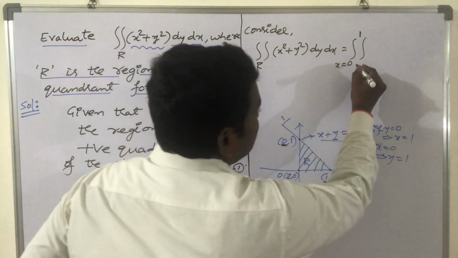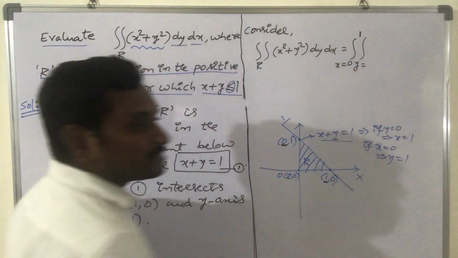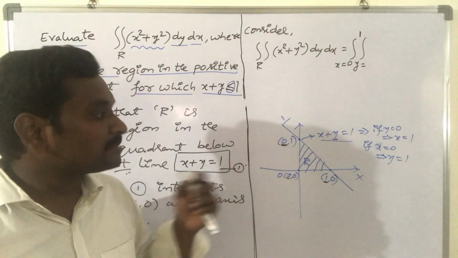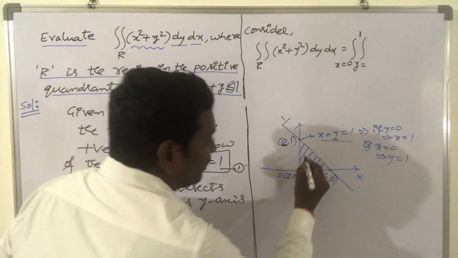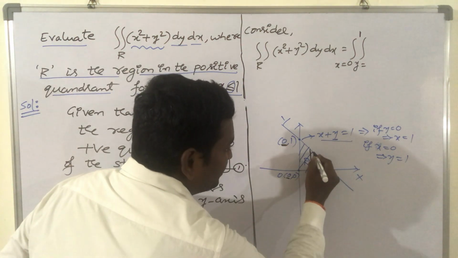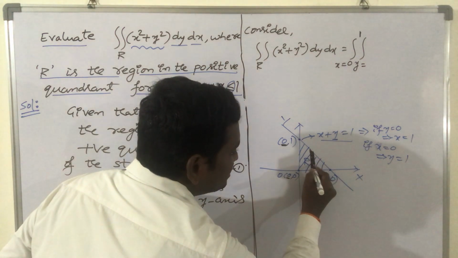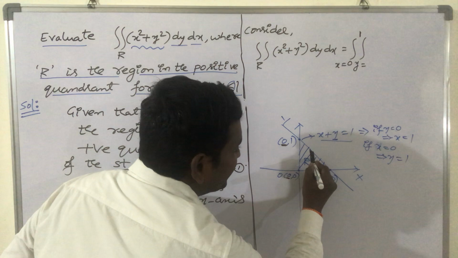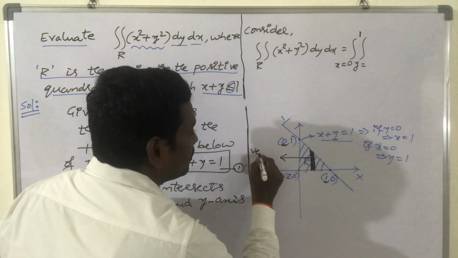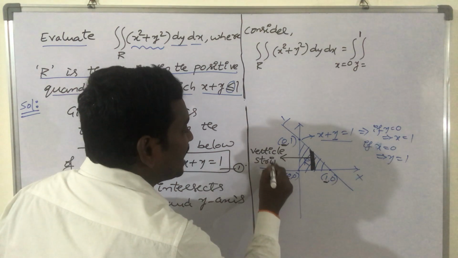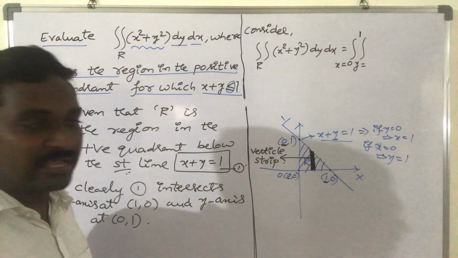And now it is enough to find the y limits in terms of x. For y limits, always, as I already told in the previous sessions, we discussed the y limits. You should take a vertical strip. What is this? Vertical strip. This vertical strip gives the limits of y in terms of x.